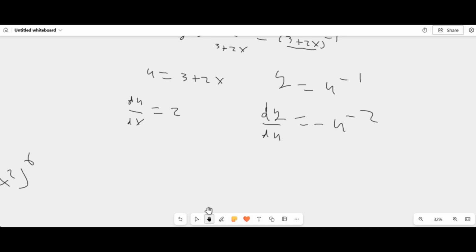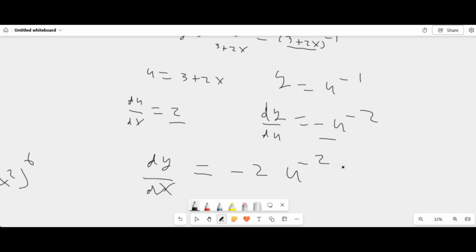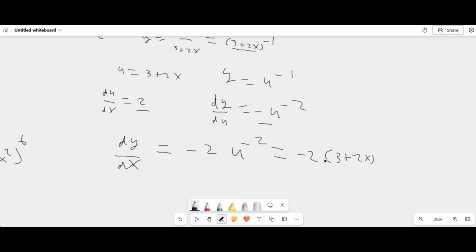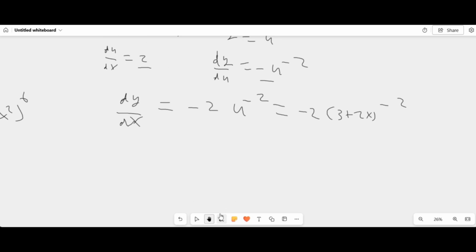Alright, come. Now we want to find dy over dx here. To do that, to find dy over dx, you want to basically just times these two together, yeah? So that's minus 2u to the power of minus 2, yeah? Because 2 times that, yeah? Okay, no problem. Now, obviously, we want to switch that out for what it's actually equal to, which is 3 plus 2x, yeah? So put 3 plus 2x there. And now we're going to get minus 2 times (3 plus 2x) to the power of minus 2, yeah? And so that's the situation there.